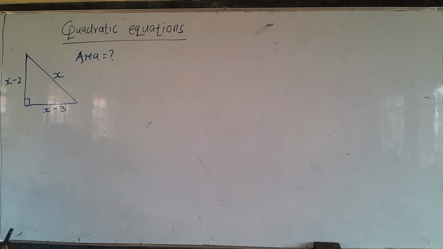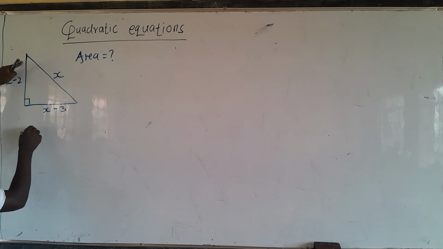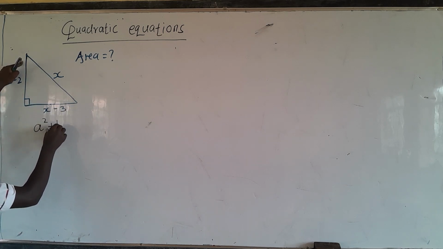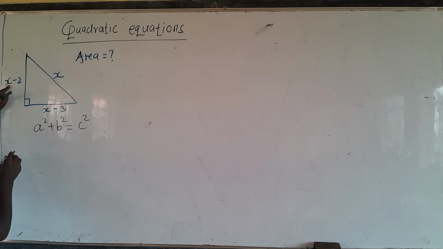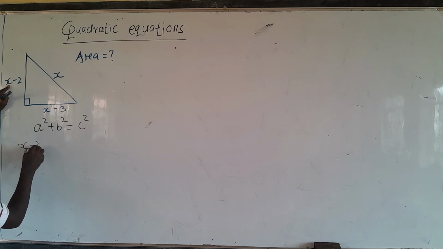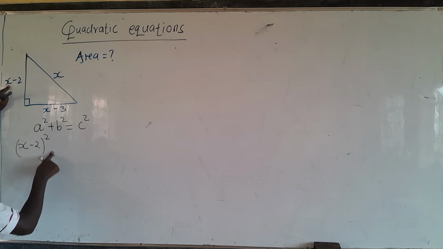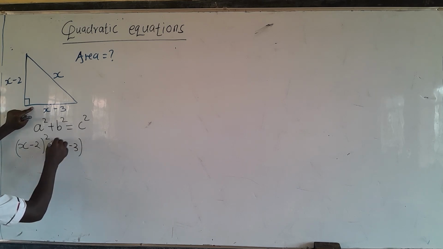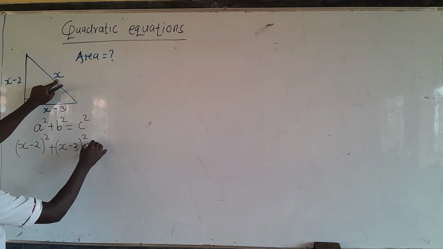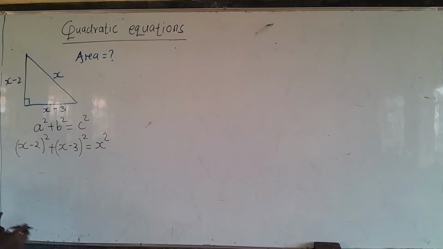We can use the concept of the Pythagoras theorem: if this side is given as a, this as b, and this as c, then a squared plus b squared must equal c squared. Therefore, if we take (x minus 2) squared and add (x minus 3) squared, we must get x squared. So our task will be to expand each of these.